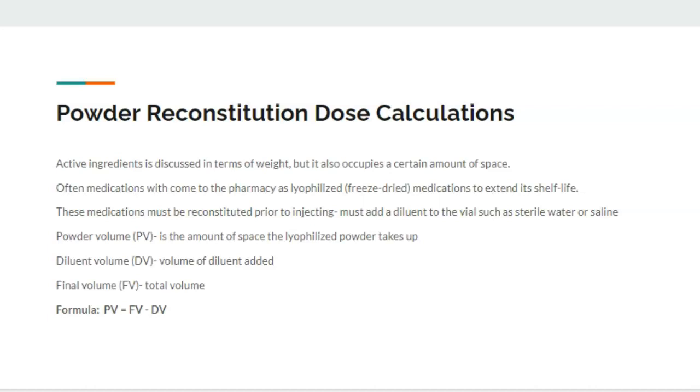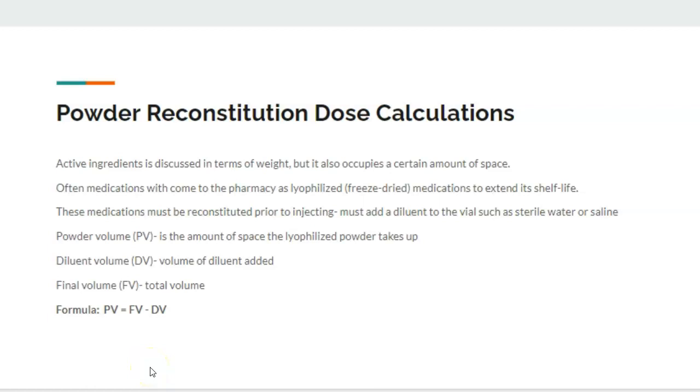Well, it'll tell you on the vial. If you look on the vial, it'll say add 9.3 milliliters of sterile saline or sterile water or whatever they want you to use as your diluent. And then your final volume is your powdered volume and your diluent together. So there's a formula here that you can memorize: final volume equals powder volume plus diluent. However you want to write it.